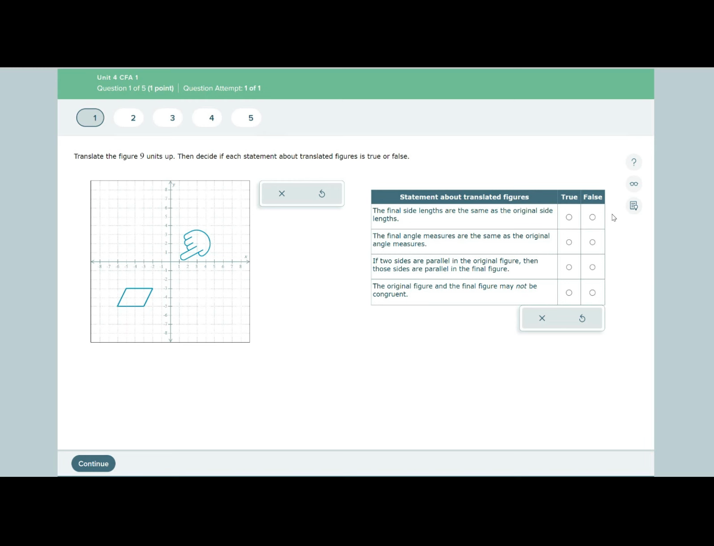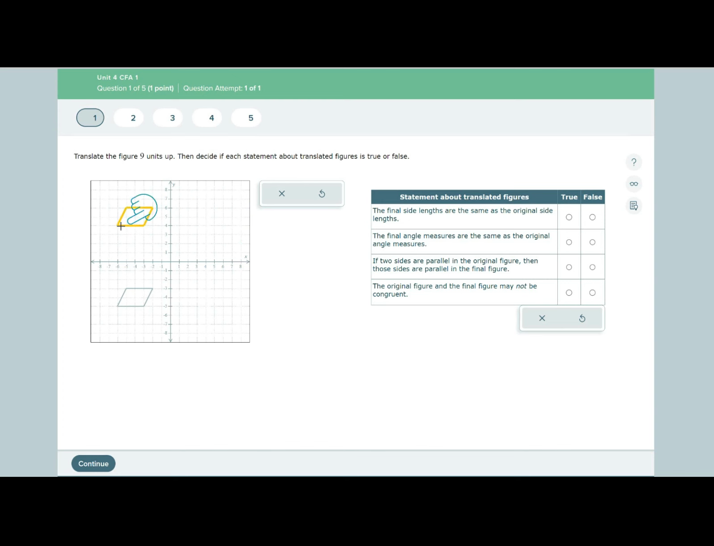Alright, so number 1, we're going to do translate. Translate a figure 9 units up and then decide if each statement about translated figures is true or false. Translate means move. So you're going to move a figure 9 units up. Use your mouse to click on the figure and hold it and then move it up 9 units. So you go up 1, 2, 3, 4, 5, 6, 7, 8, 9. That's it. You move it straight up 9 units.